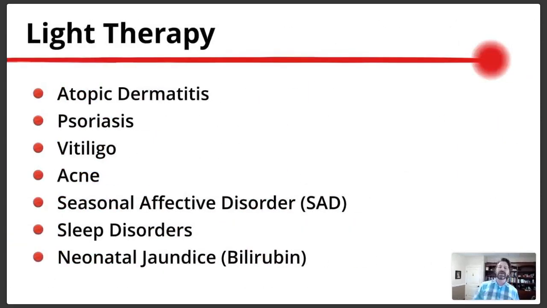Now, currently in the medical literature, the things that are medically accepted and common, even pedestrian, for light therapy: atopic dermatitis, psoriasis, vitiligo, acne, seasonal affective disorder, sleep disorders, neonatal jaundice, where they have the bili lights to break up the bilirubin. All of these things are commonly treated with light. Nobody even gives it a second thought. It's just accepted that light of a specific type and of a specific wavelength is the best treatment for these conditions. And so the Museum of Quackery, unfortunately, they need to just quack off.